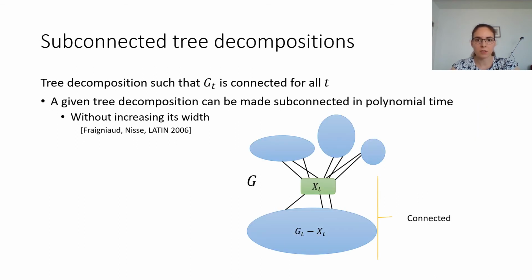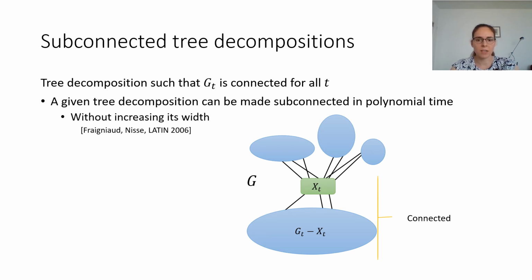So first of all, to deal with connected vertex cover, we will use what we call a subconnected tree decomposition instead of a normal tree decomposition. A subconnected tree decomposition is just a tree decomposition with the additional requirement that G_t is connected for all nodes t. Now it's known that you can transform a given tree decomposition into a subconnected tree decomposition in polynomial time without increasing its width.